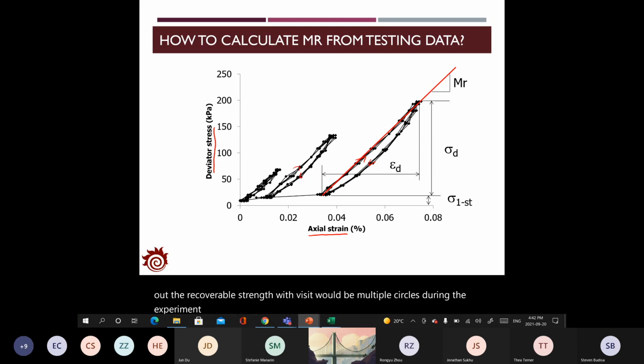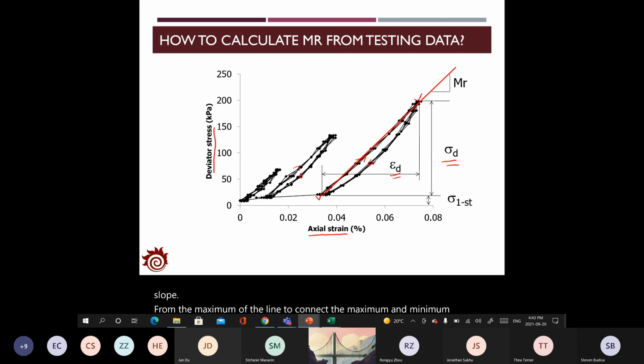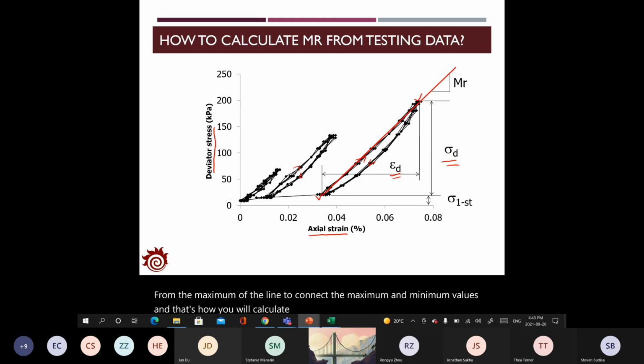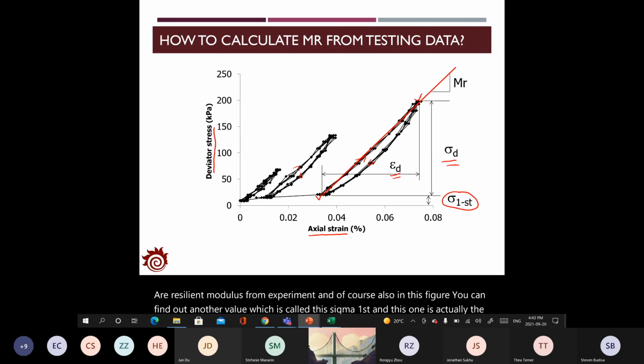And then with these cycles, you need to find out the value of sigma d, that will be the deviator stress, and the value of epsilon d, that will be the recoverable strain. And you need to find out the slope of the line connecting the maximum and the minimum values. And that's how you will calculate the resilient modulus from each experiment. And of course, also in this figure, you can find out another value, which is called sigma three. And this one is actually the confining pressure. That is also the pressure from the air.